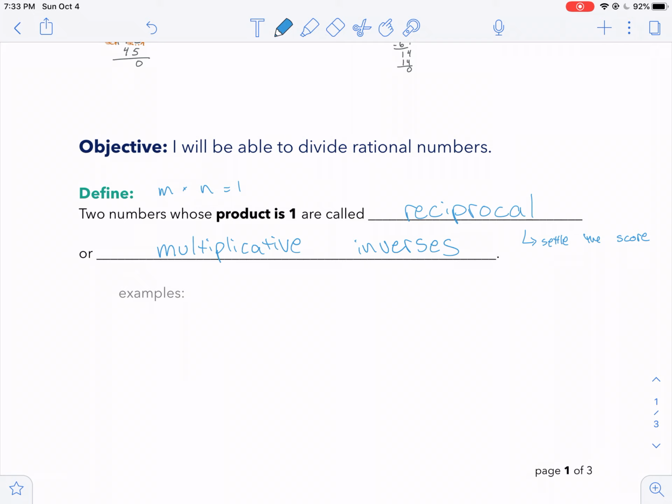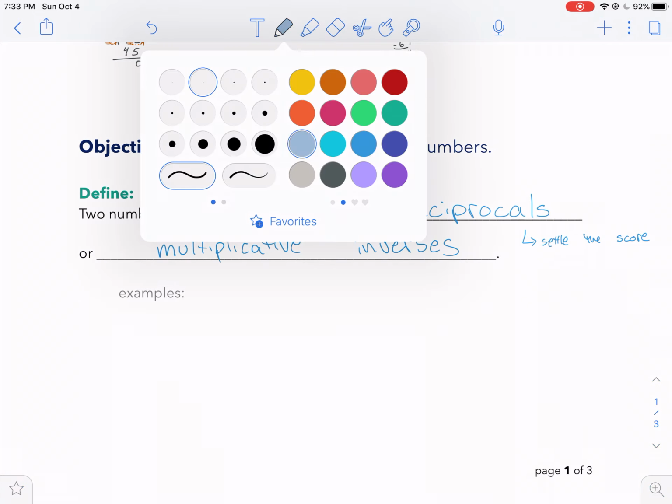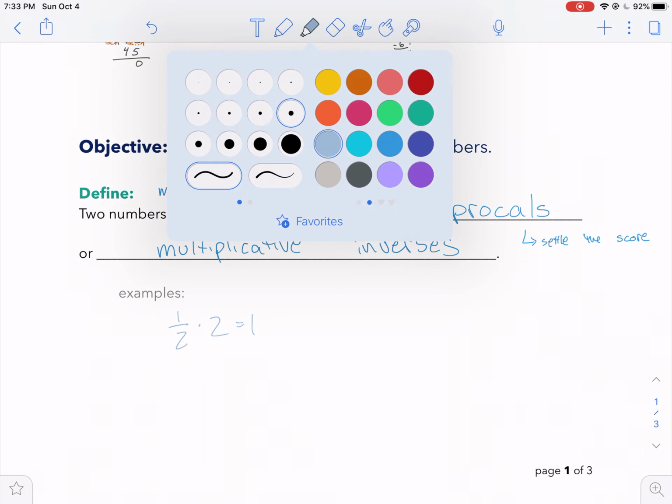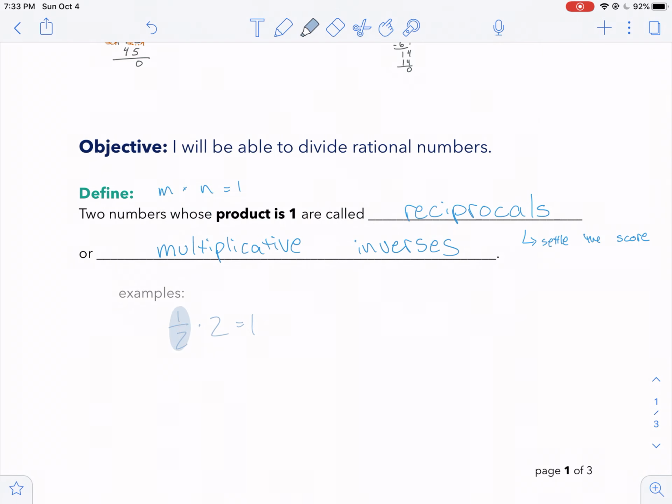But you guys, that's so hard. So let's just stick with reciprocal. Okay. Also, this should be plural. They are reciprocals. For example, if you have 1/2 times 2, that's equal to 1. So 1/2 and 2, they are reciprocals.